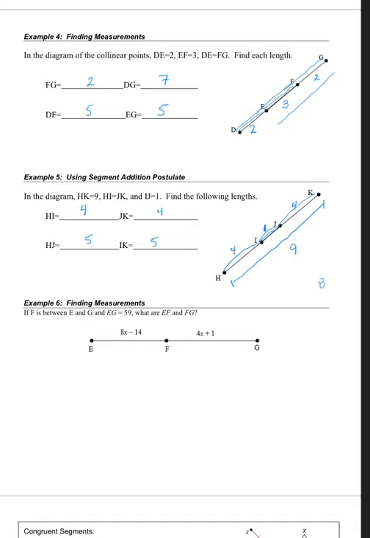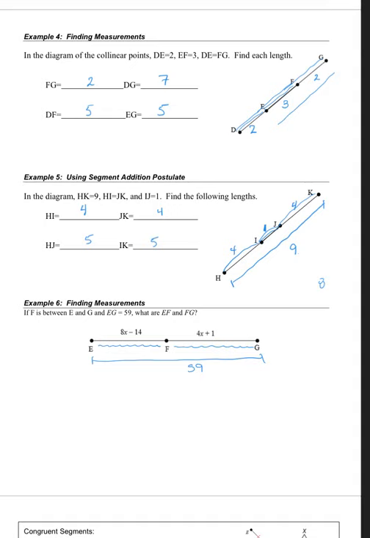Now, example 6, now we're going to introduce some variables. So this one's going to be more algebraic. So it says if F is between E and G, and we know that EG, the whole thing, is 59, we want to be able to find the 2 pieces. Well, we know that if we took this piece, EF, plus this piece, FG, we should get the really big segment, the whole thing. So I'm just going to write that down.